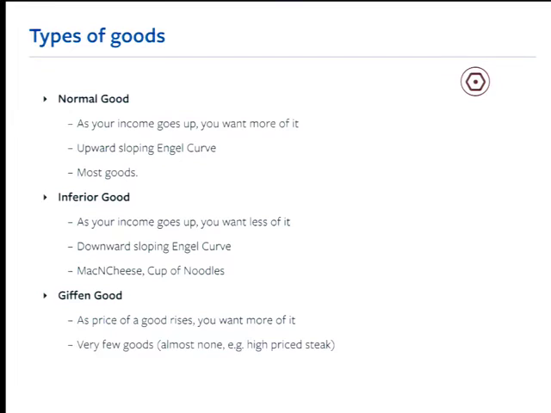This is a Giffen good, different thing. As the price of a good rises, you want more of it. One good, right? Not different types of goods. We talked about this in the beginning here. As something becomes more expensive, you want to consume more of it.